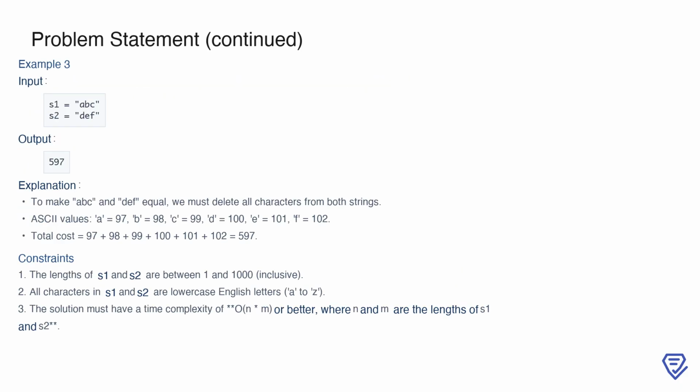In the third example, S1 is "abc" and S2 is "def". Since there are no common characters between the two strings, we must delete all characters from both strings to make them equal. The ASCII values of A, B, and C are 97, 98, and 99, respectively, while the ASCII values of D, E, and F are 100, 101, and 102. Adding these values gives a total cost of 597. This example highlights a scenario where the strings have no overlap, and the solution involves removing all characters.